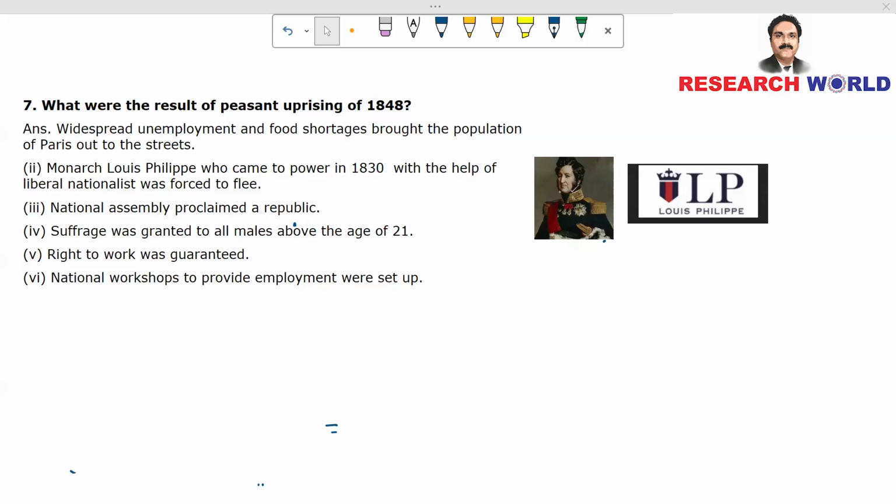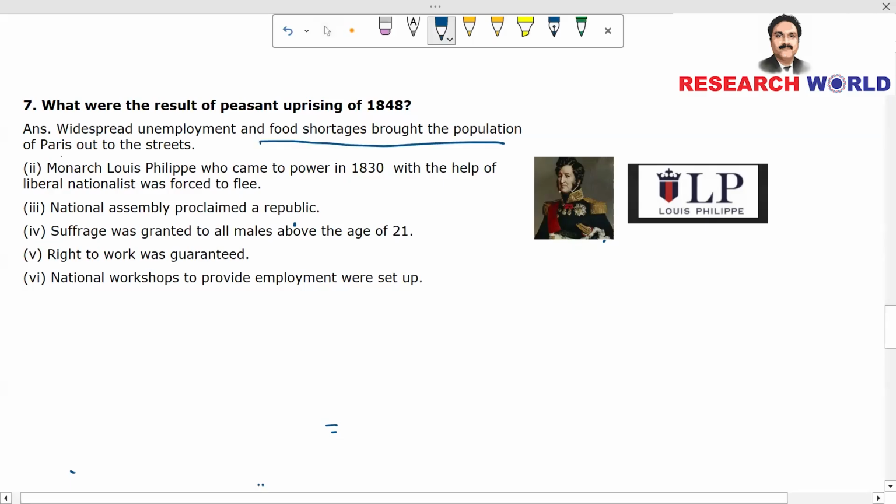Moving on to the seventh question. What were the results of the peasant uprising of 1848? Widespread unemployment and food shortages brought the population of Paris out to the streets.